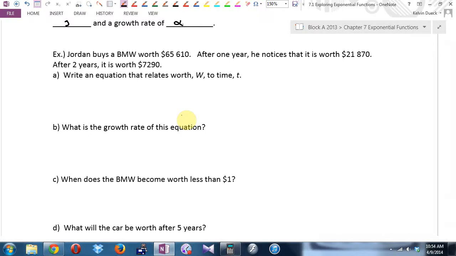And he pays $65,610. After 1 year, because cars depreciate very dramatically, he sees that the blue book value is now $21,870. After 2 years, it's worth $7,290. Write an equation that relates worth to time. I'm going to give you a hint. Time is an exponent.